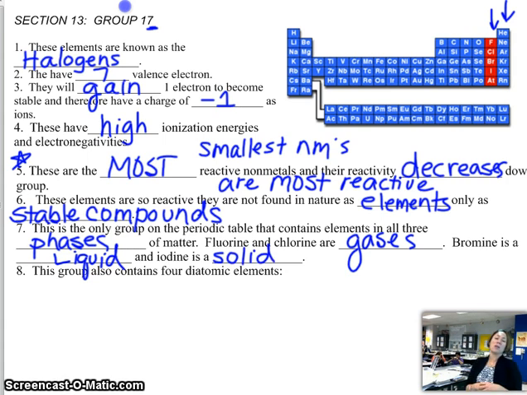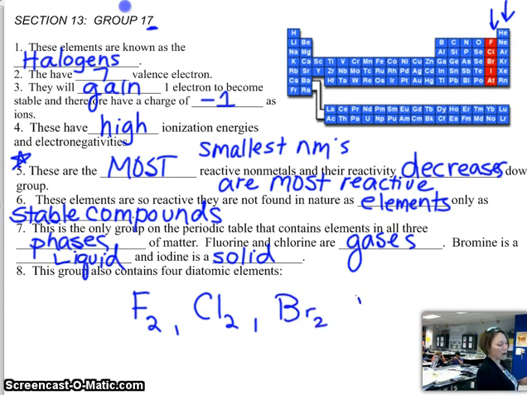And this group also has 4 of our 7 diatomic elements in it. If you remember our diatomic elements, obsessed Cleveland Browns fans have no intelligence. Cleveland Browns fans' intelligence are all in this group. So F, fluorine, chlorine, bromine, and iodine are 4 of the 7 diatomic elements, which means they exist as 2 atoms stuck together in their elemental state.